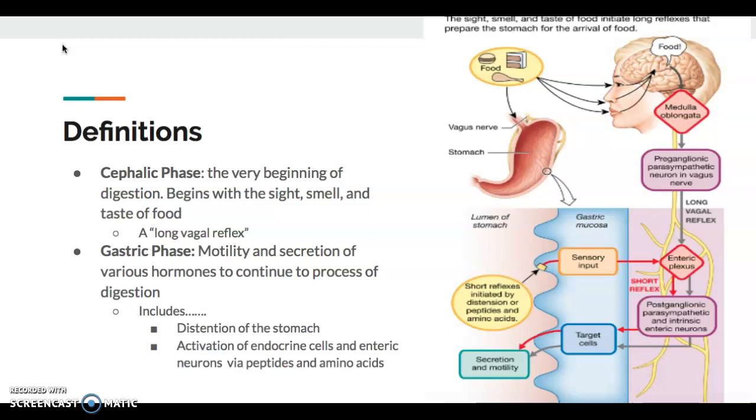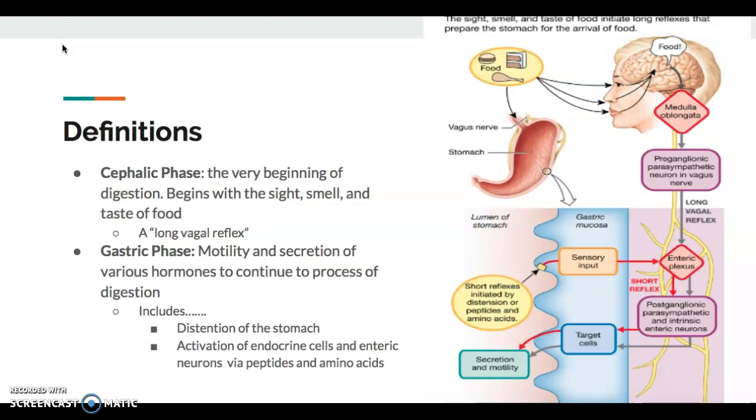On this slide, I chose a diagram from Silverthorne. I really like the diagrams from Silverthorne. I think they do a good job showing what's going on in the different systems. In this picture, we can see both the cephalic phase and the gastric phase and what's happening during those two phases.